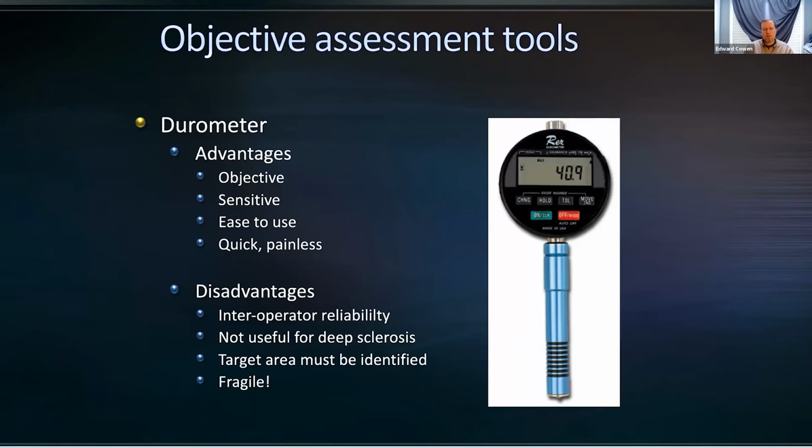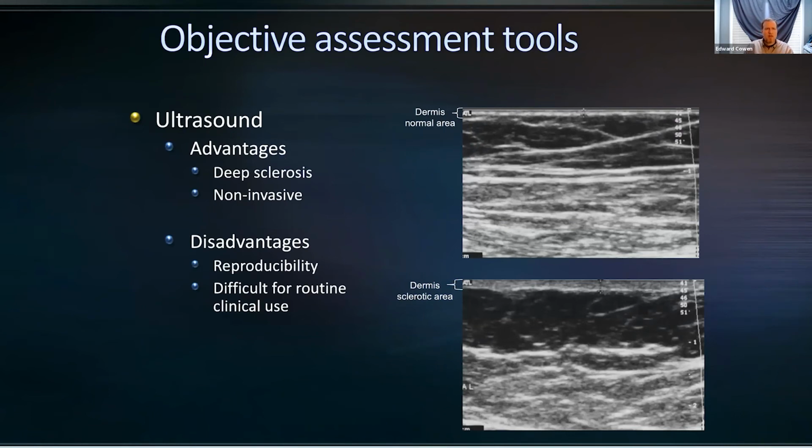Another tool that we're using is called a durometer. This has a little tip at the end of it, and you just press the device on the skin, and it allows you to determine how compressible the skin is. And this gives you an objective number from 0 to 100 to determine how pliable the skin is. And ultrasound is another tool that can be used, to look directly to see the thickness of the dermis. So this is a patient in their normal area, and then you can see the thicker dermis as manifest by the signal in the lower panel.